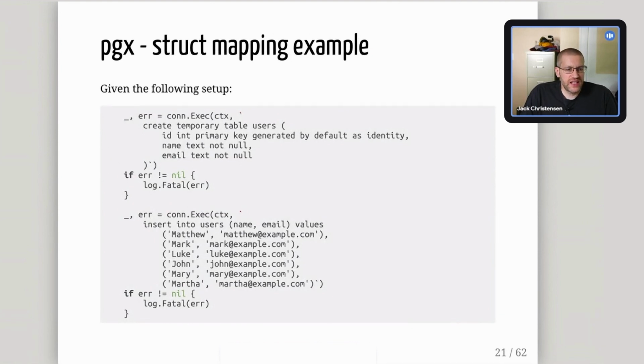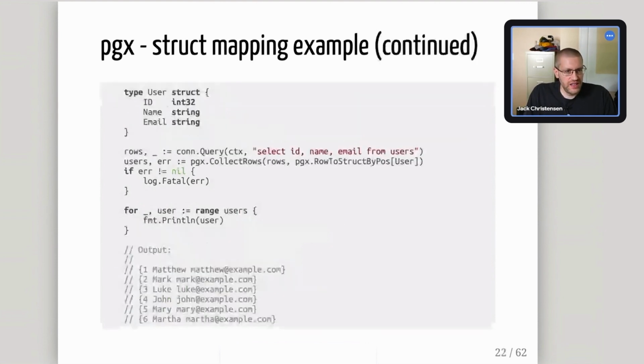So here's an example for that struct mapping. Given this setup, we have a temporary table here, we insert some rows. The code to select into a struct here is just these few lines. We can just use RowToStructByPos, and we end up with a slice of structs coming out the end. I find that this was one of the biggest things with v5 of pgx that gave us a lot more convenience.